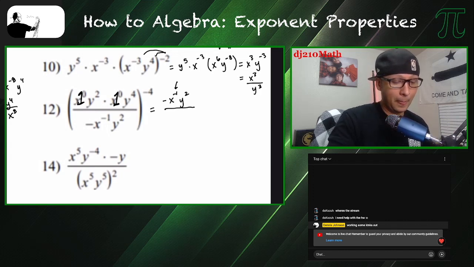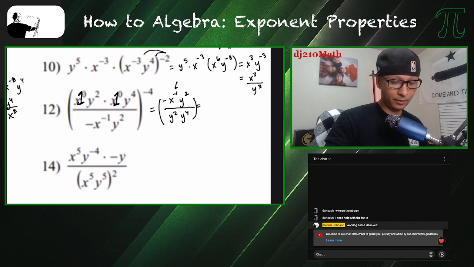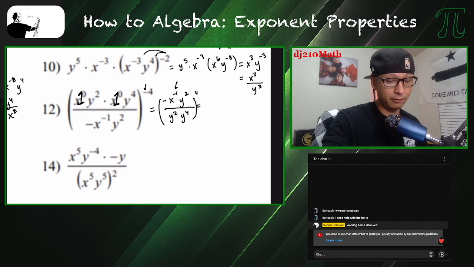So in the denominator, we're going to have y squared times y to the 4th. Oh, that's nice. Okay, and this is all to the 4th power, right? +4, because we use the reciprocal. We flip the fraction to get rid of that negative.